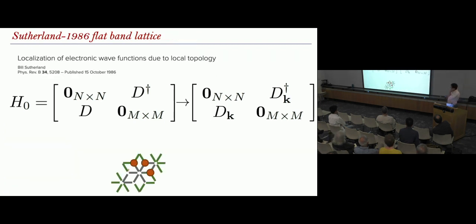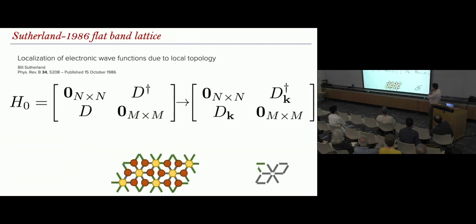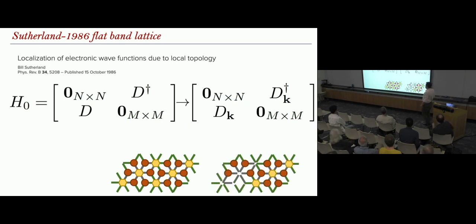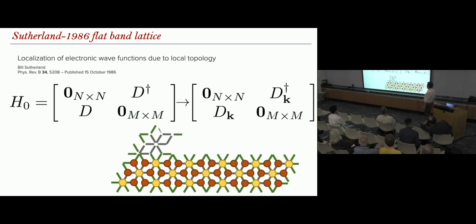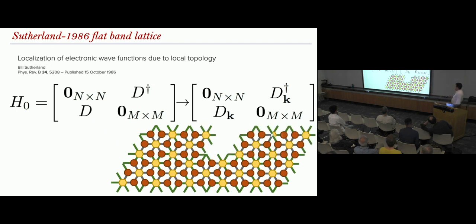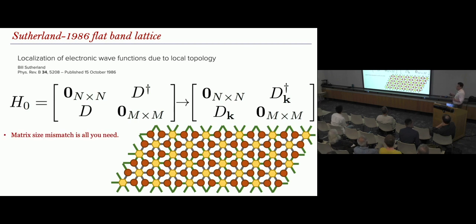In fact, it was noticed by Bill Sutherland almost 40 years ago, who created a specific lattice, which is drawn here, where you have 2 types of sites, let's say A sites, which are these honeycombs, and B sites, which are these circles. Each honeycomb connects to 6 neighbors, while each circle connects to 3 neighbors, and this matrix mismatch is all you need to create what was referred to as localization of electronic wave functions. But this is just a particular example of this counting argument.